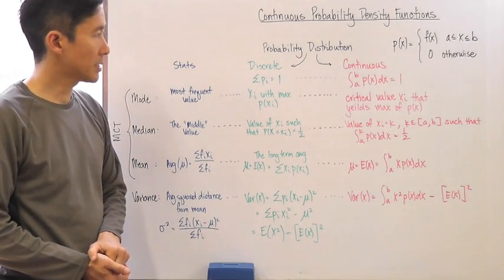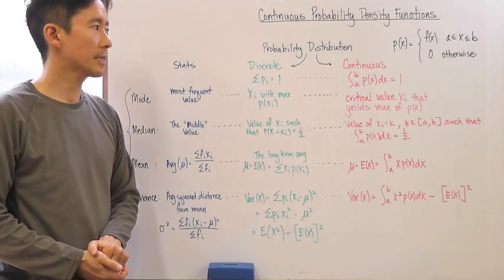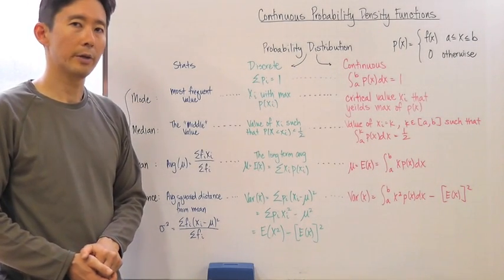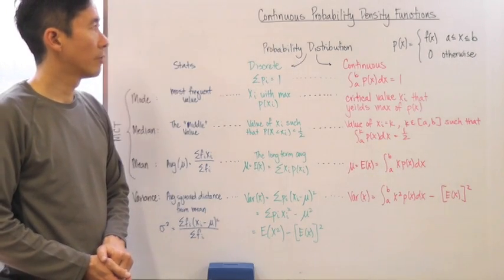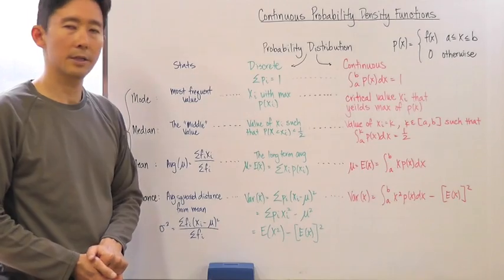Okay, so we'll take a look at some of these in class, go over them together, and hopefully we'll be able to calculate all of the different statistical values for a continuous probability density function.